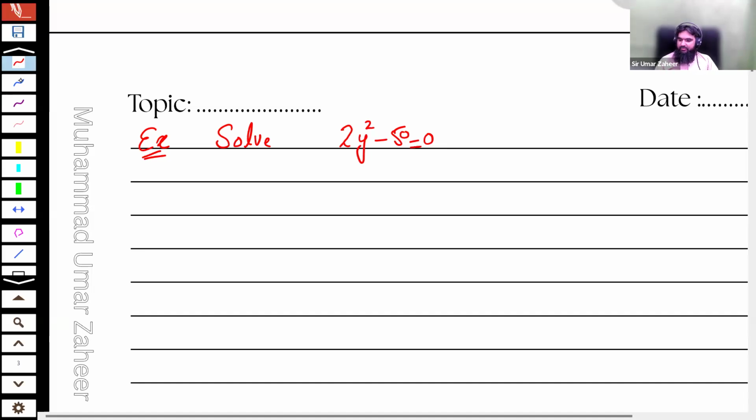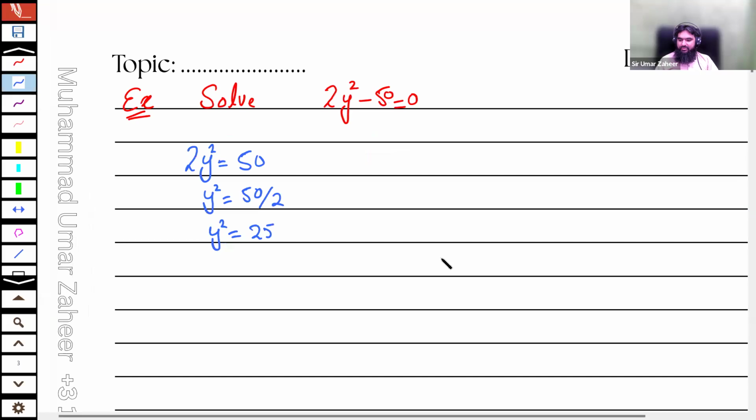So take it on the other side, it will become plus 50. You have 2y square is equal to plus 50. 2 is multiplying, take it on the other side, it will become 50 divided by 2. So you will get that y is equal to 25. Now you have a square, I want to remove the square, so I'm going to be taking a square root on both sides. So I'm going to get y is equal to plus and minus 5. Means I'm going to get the positive answer as well as a negative answer.